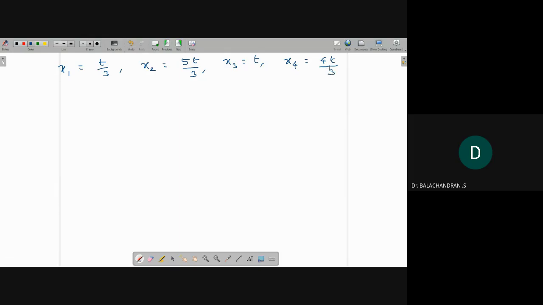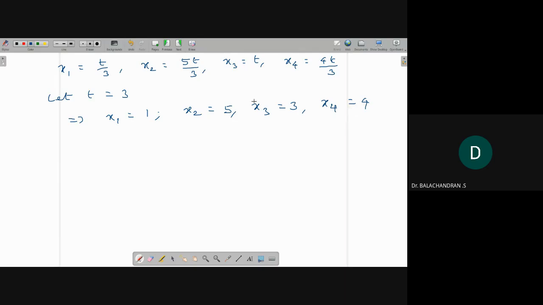Okay. So now for t, you can give some particular values. You can take t equal to 3. So this implies x1 equal to 1, x2 is 5, x3 is 3, and x4 is 4. Okay.